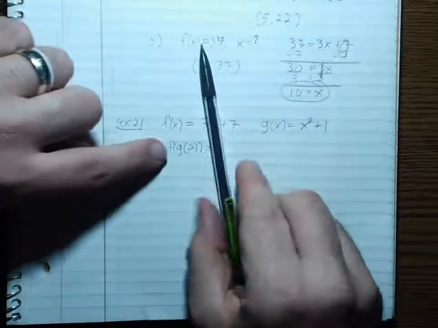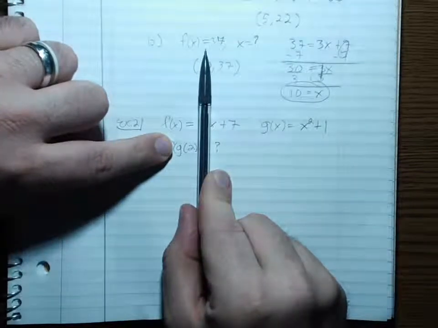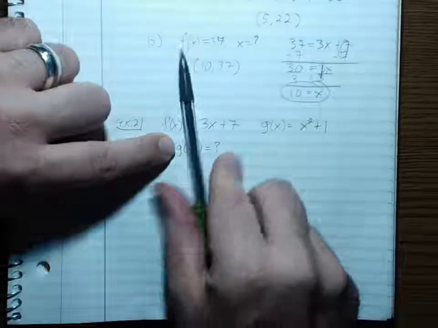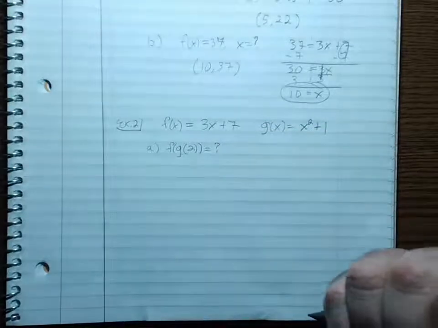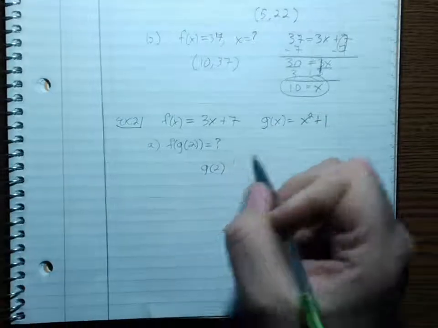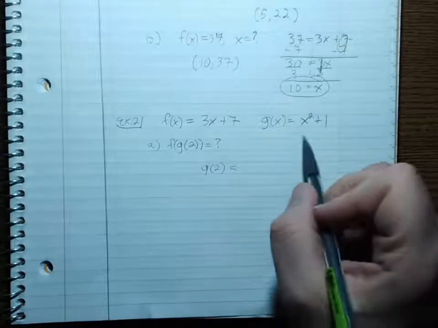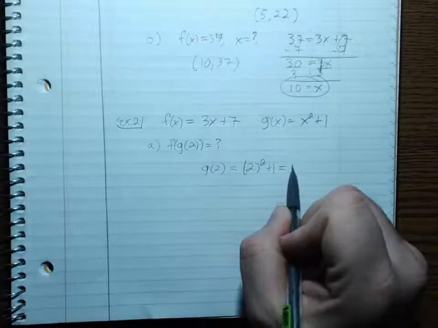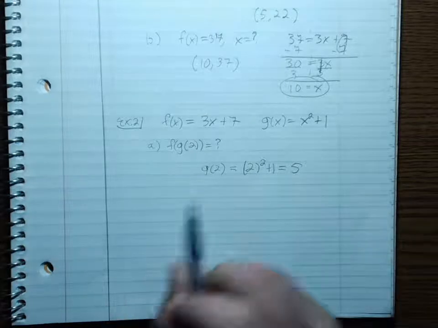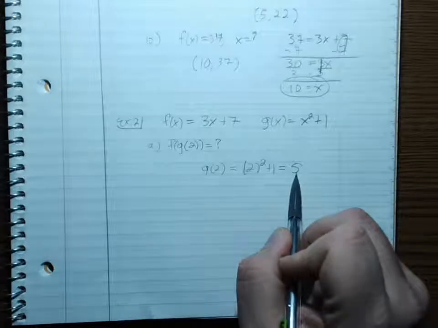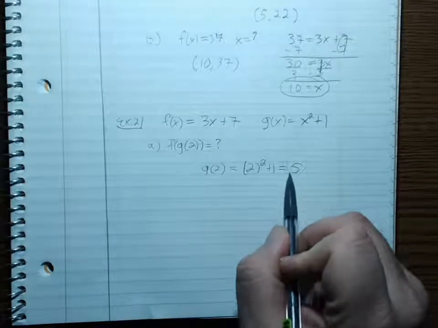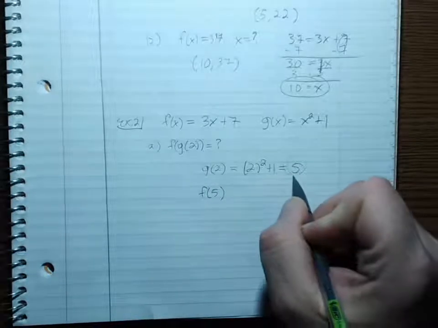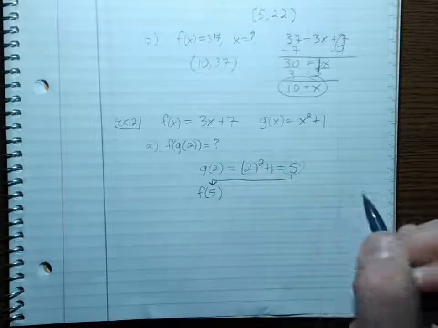Well, you start on the inside and you work your way out. So I would start by sticking 2 into the g function. So I would find what is g of 2 first. Well, that's going to be 2 squared plus 1, which ends up being 5. 2 squared is 4. Plus 1 is 5. So g of 2 is 5. Now I'm going to take the thing that came out of my g function, and that's what's going to go into my f function.